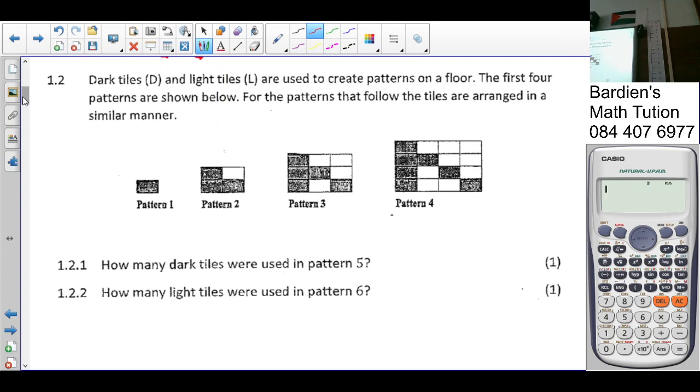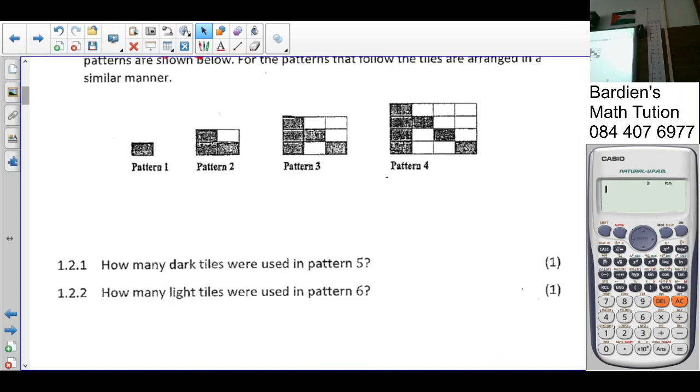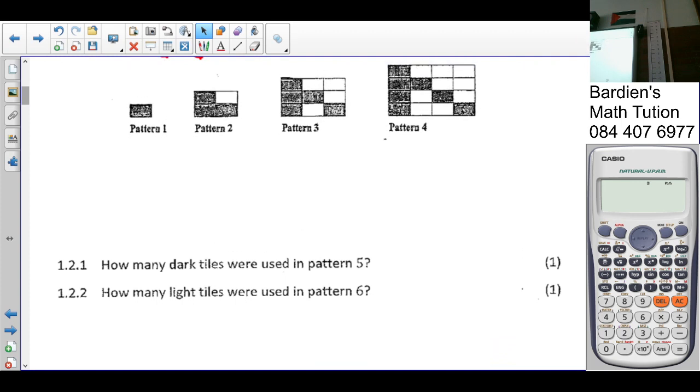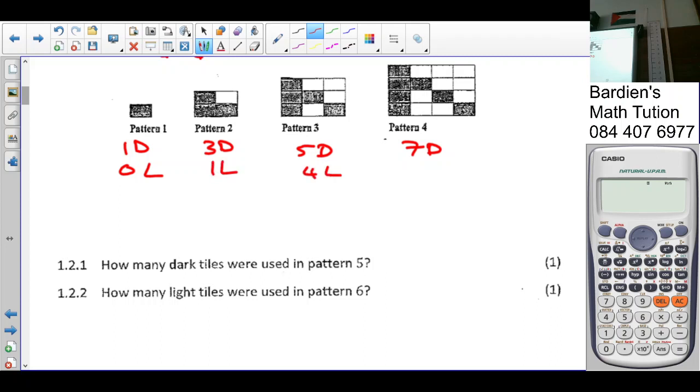We are told that dark tiles D and light tiles L are used to create a pattern on the floor. The first 4 patterns are shown below. For the patterns that follow, the tiles are arranged in a similar manner. So we have 1 dark tile, 1D. We've got 3D. We've got 5D. And here we've got 7D. The light tiles are 0L, 1L, 4L, 9L. You all agree with that?